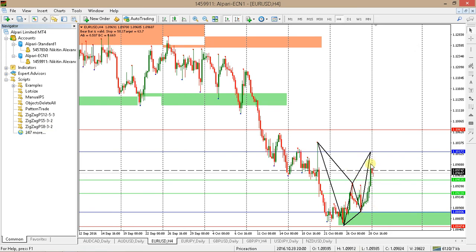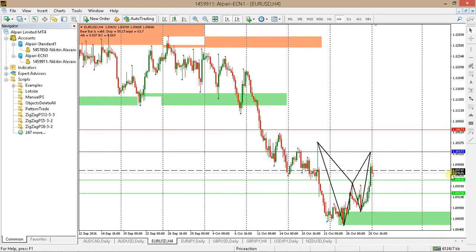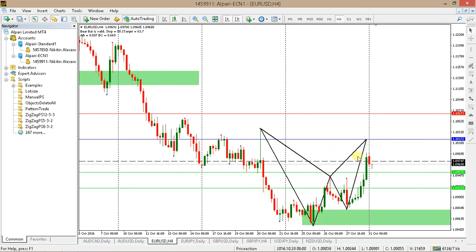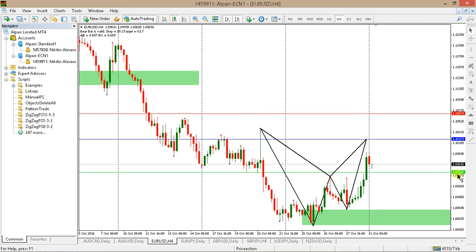Let me get rid of that cipher. It is far from completion yet, but it coincides with the green area of support. If price goes lower and completes the cipher, it will be a bullish opportunity. Okay, so this is a bad pattern that was previously detected. Cipher take profit. The entry is 1.1017, 1.1067 is stop, and 1.0953 is take profit.